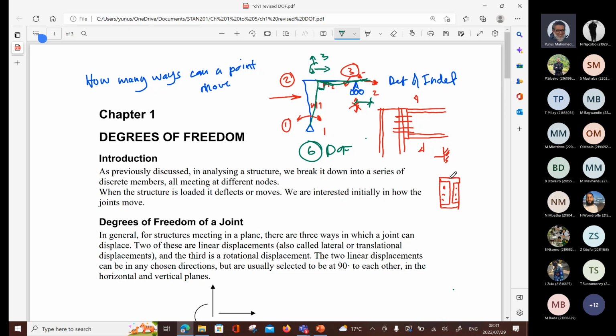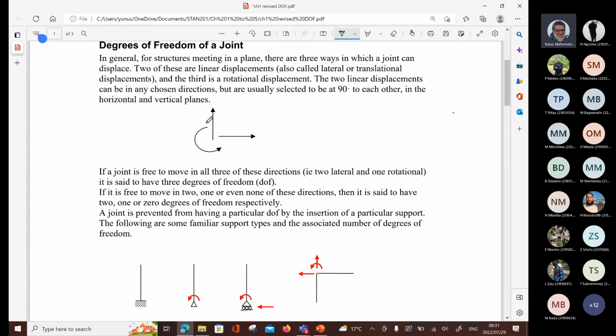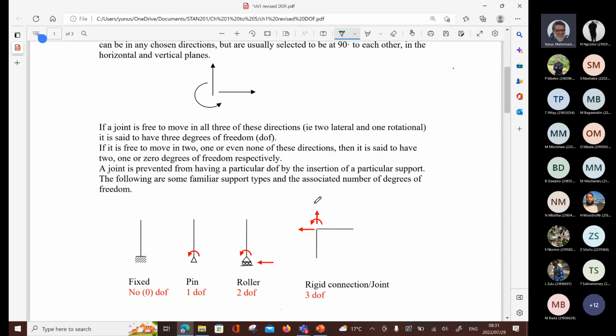Let's come to the notes now. In general, for structures, they are right. We spoke about that first paragraph. If a joint is free to move in all 3 of these directions, it is said to have 3 degrees of freedom. If it is free to move in 2 or 1 or even none, then it is said to have 2, 1 or 0. A joint is prevented from having a particular degree of freedom by insertion of a particular support. So a fixed support, you agree, we discussed that earlier. There are no degrees of freedom. It cannot move vertically. It cannot move horizontally. It cannot rotate. And a pin allows 1 degree of freedom, which is rotation.